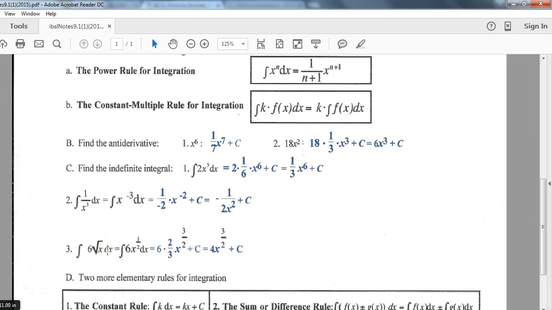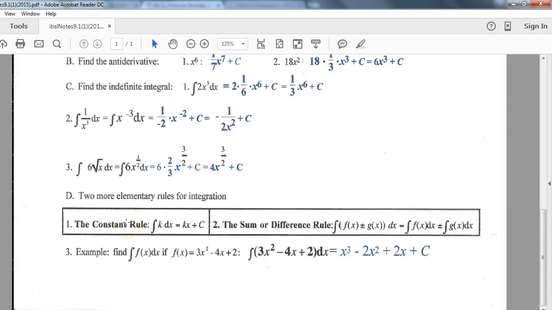Again, another process of just putting things into a friendly format with radicals. So if this is 6 times the square root of x, we're going to see that as x to the 1/2 power. Go through your process. If I add 1 to a half, I get 3/2. So if my exponent is 3/2, that means I'm going to divide by 3/2, or you can think of that as multiplying by the reciprocal, which is multiplying by 2/3. And then now we can simplify the 2/3 times 6 and get this look right here.